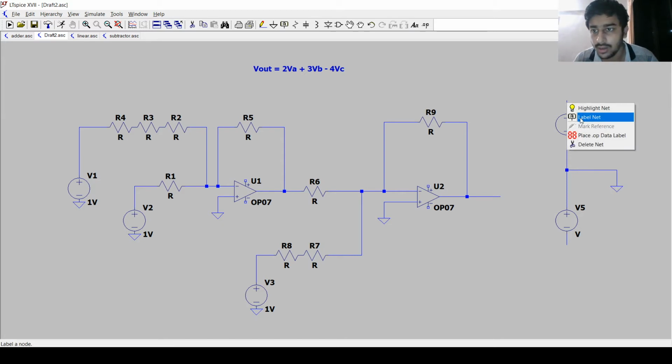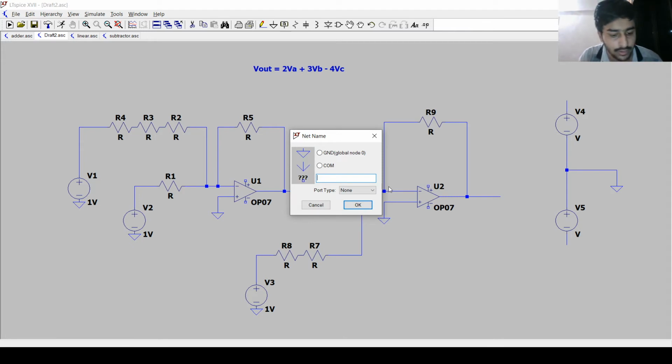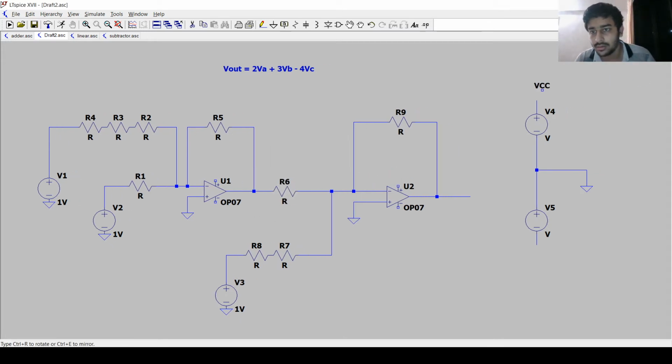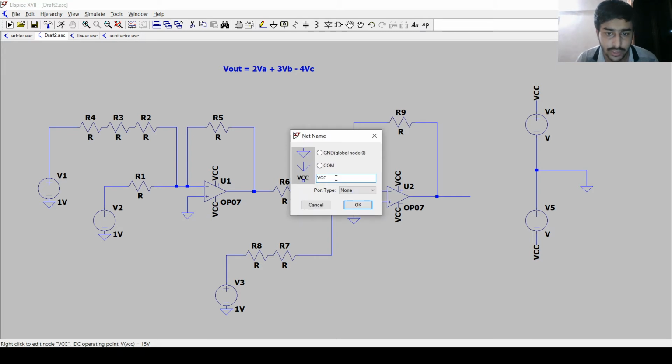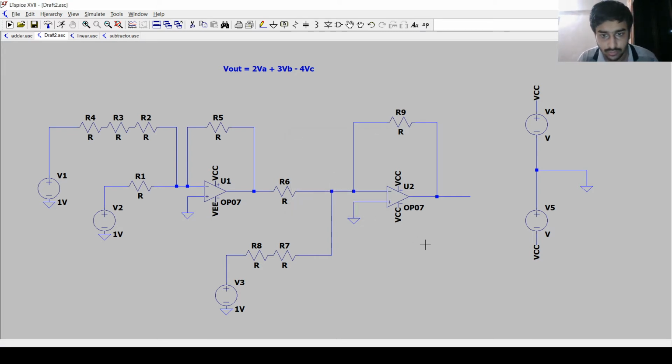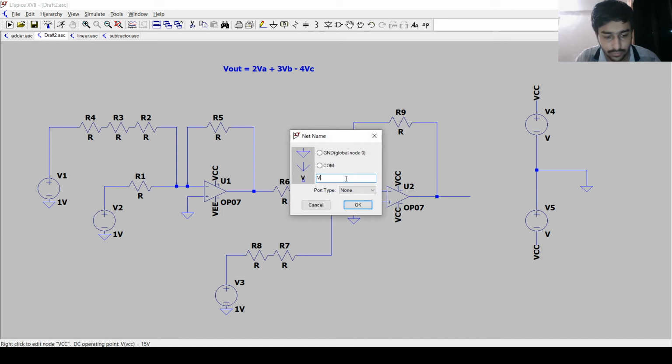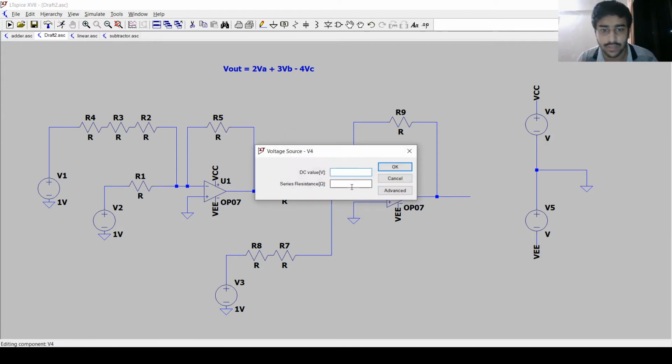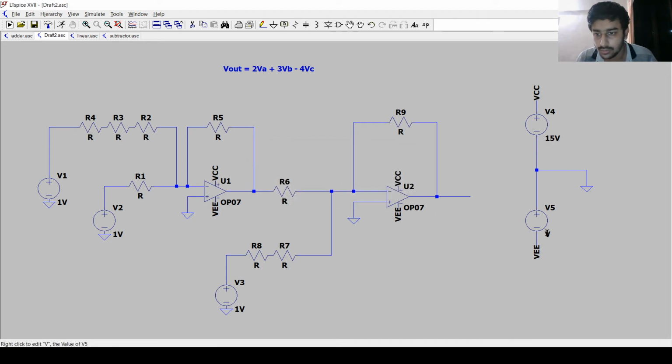Right click over here to label. Click on label net. Type VCC. Place it over here and wherever required. Edit them to VEE. We have to apply 15 volts to both of them. For that, type 15 volt and 15 volt.